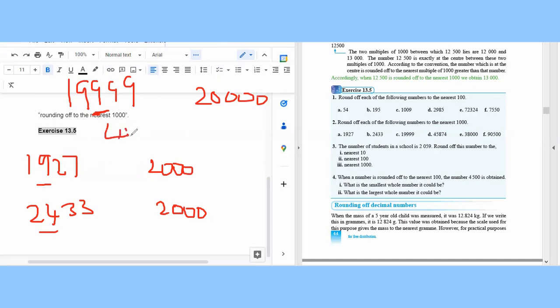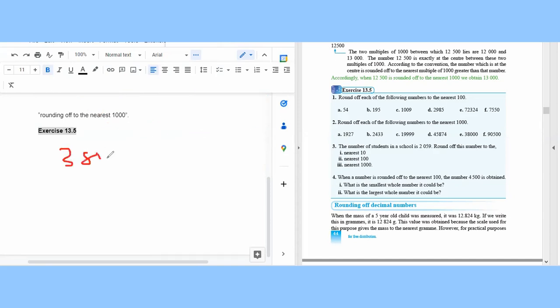Then you have 45,874. So you need to look at the hundreds column, which is 8. 8 is greater than 5. So you move to the next multiple of 1000, which is 46,000.